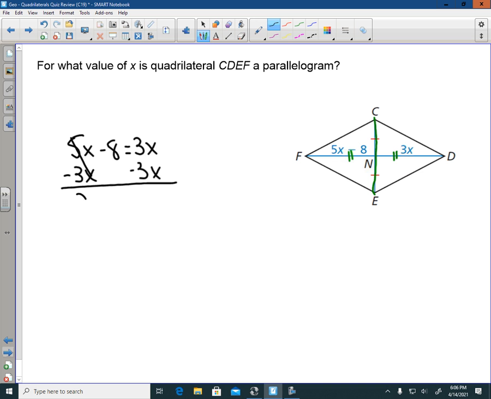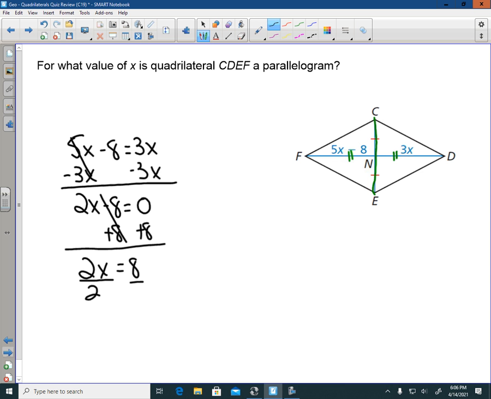5x minus 3x is 2x minus 8 equals 3x minus 3x, which is 0. I got rid of everything. And then I'm going to add 8 to both sides. I'm creating clever cancellations, doing the same thing to both sides, and that means everything's okay. I'm doing good algebra. And so then I have 0 plus 8 is 8, and dividing both sides by 2 gives me x equals 4. And that is the end of that problem, because we found the value of x that makes these equal, which means that our diagonals bisect each other, which means that this object is a parallelogram.